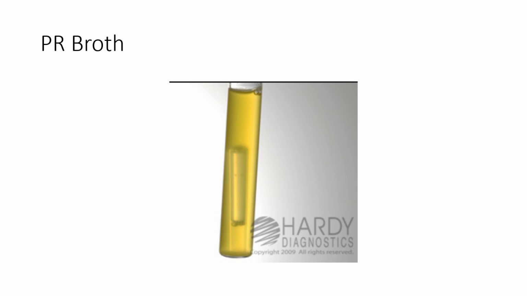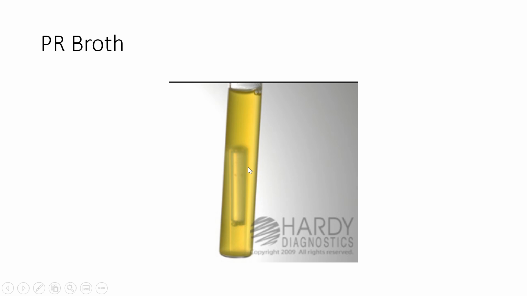So PR broths come with all different types of sugars. You order them with a specific type of sugar, so mannitol, glucose, lactose, sucrose, those types of different sugars. So if that sugar's in the medium and the microorganism has the capability of eating that sugar, it's going to produce that color change. So this tube starts off red or pink in color, and then it turns yellow in the presence of that acid. So here you can see that it's yellow. This is a positive result.